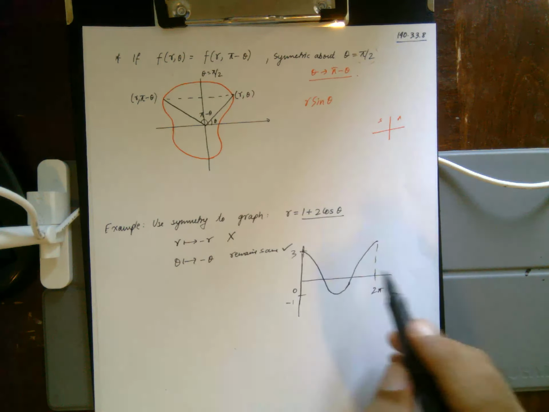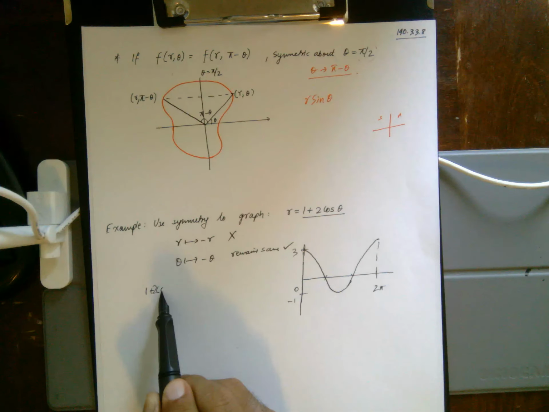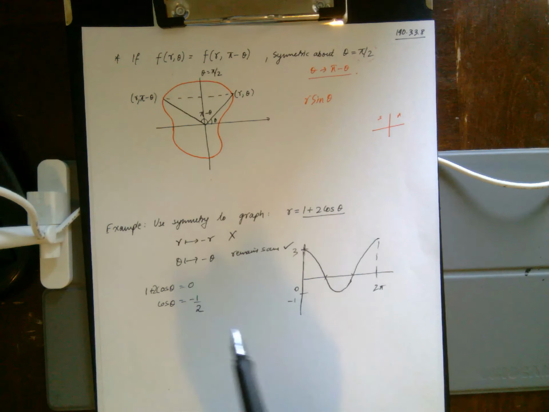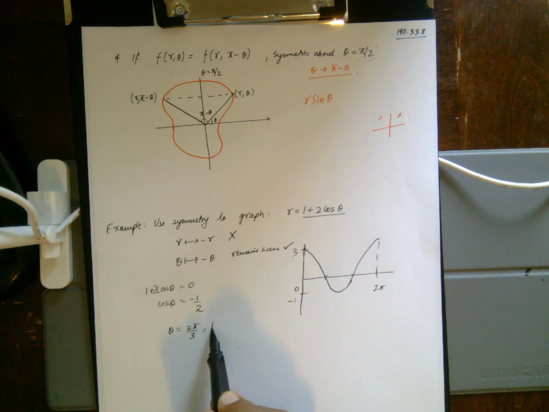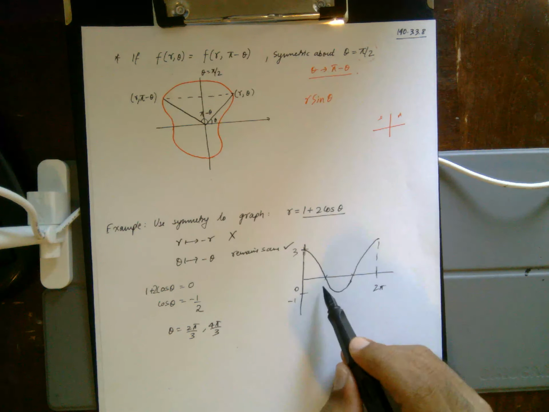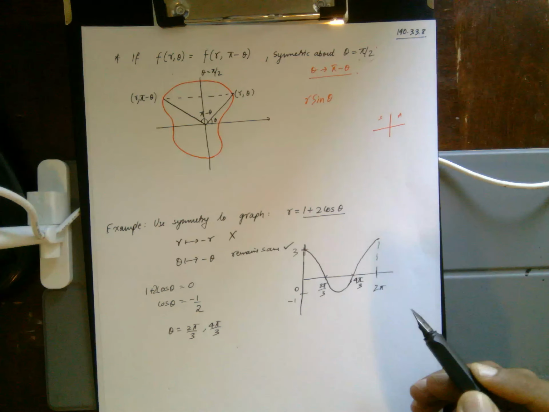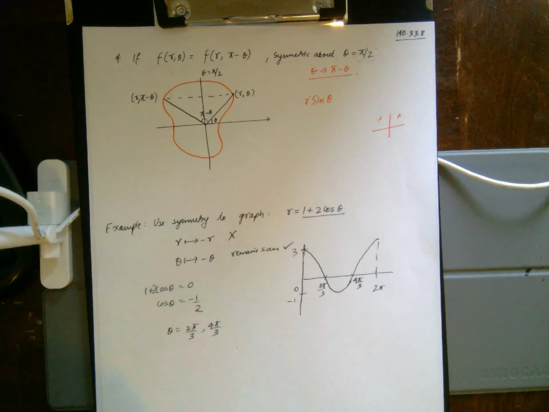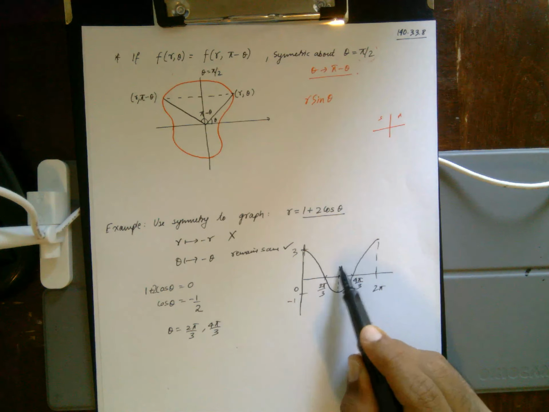Now it's important for us to find what these points are. To do that, we're going to solve 1 plus 2 cosine theta equals 0. So cosine theta equals negative half, which we know how to solve. It's going to come out to 2 pi over 3 and 4 pi over 3. So this point is 2 pi over 3 and this point is 4 pi over 3. And this here is exactly halfway, which is pi.